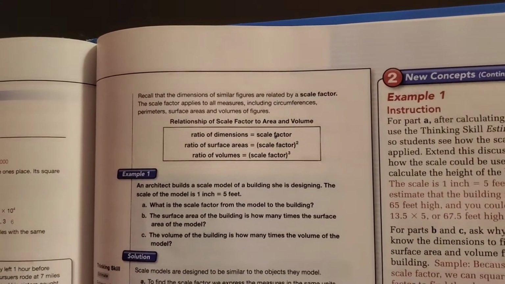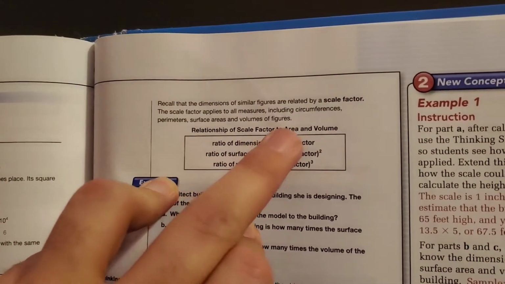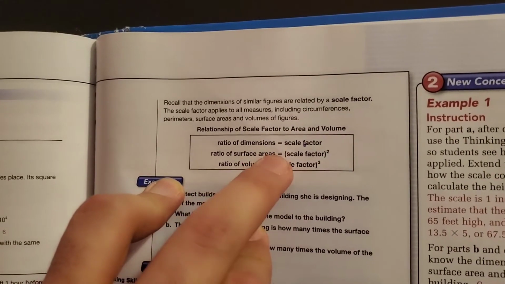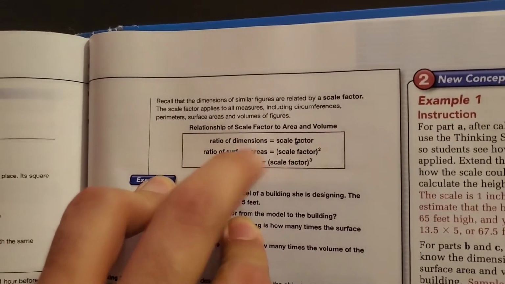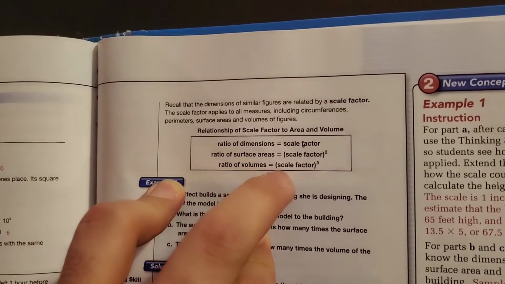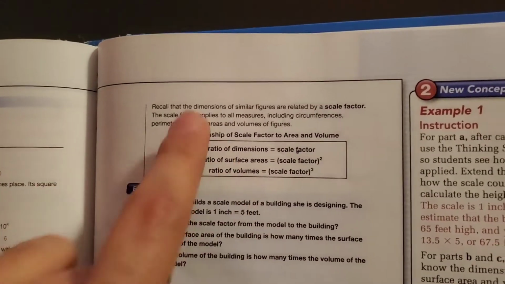So here we go. Okay, so before we actually move into the first example, I'm going to show you this: ratio of dimensions equals the scale factor, ratio of the surface area. So area, again, is going to be squared. Even though it's surface, it's area. It's going to be squared. And then the volume is going to be cubed. So don't forget this. And I've been talking about this for a long time, so don't forget this.